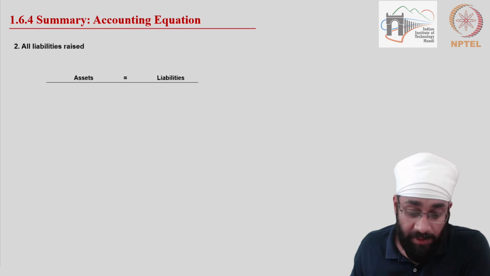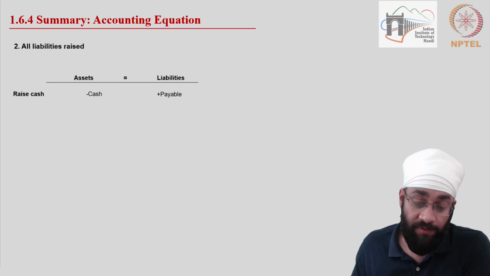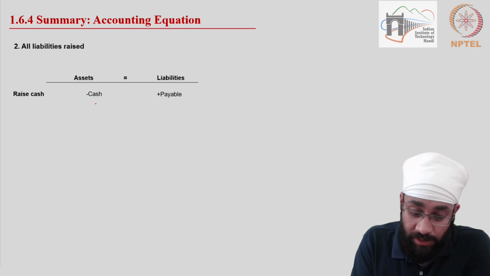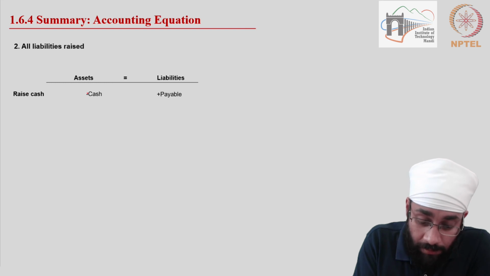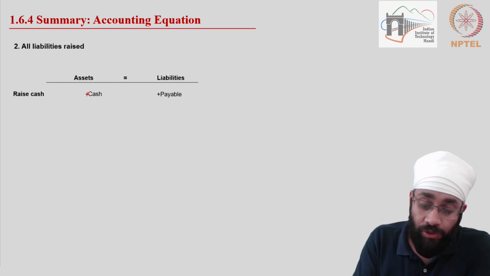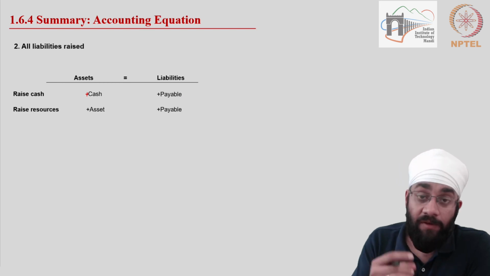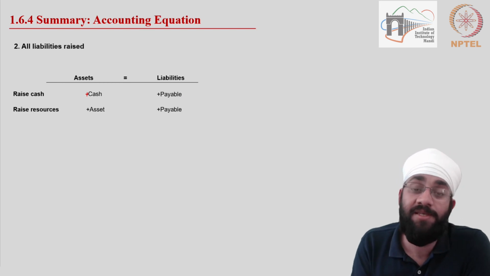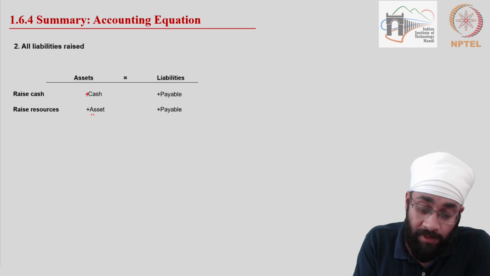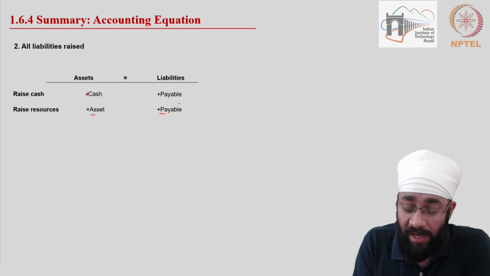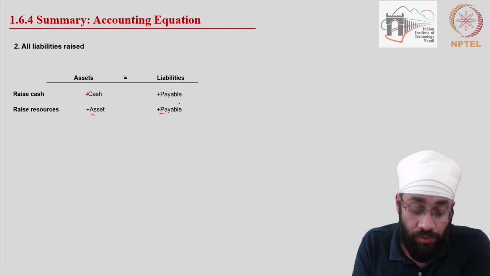For any liabilities that you raise, if you get cash for it, then cash should be going up. Apologies for this. Cash should be going up and the liability is going up. And if you raise any resources instead of cash, you get an asset and you have a payable against it. That's also possible. Another way of raising a liability.